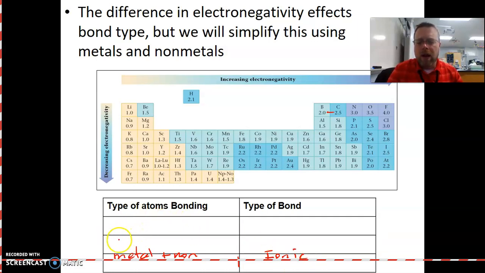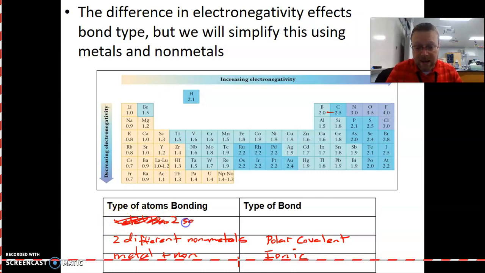If you end up with two different nonmetals, then we're going to say that it's polar covalent. And if you end up with two of the same nonmetal, then we're going to say that it's just nonpolar covalent.